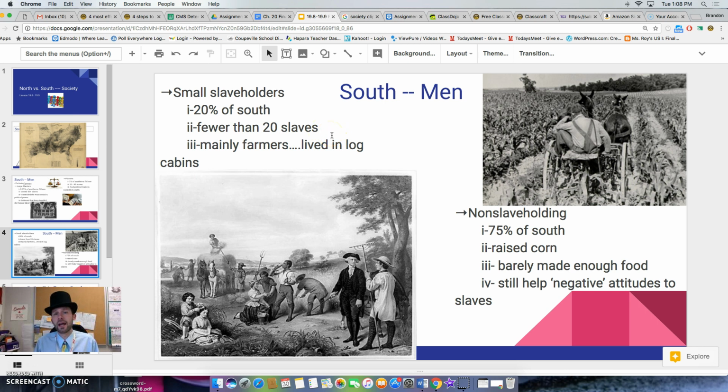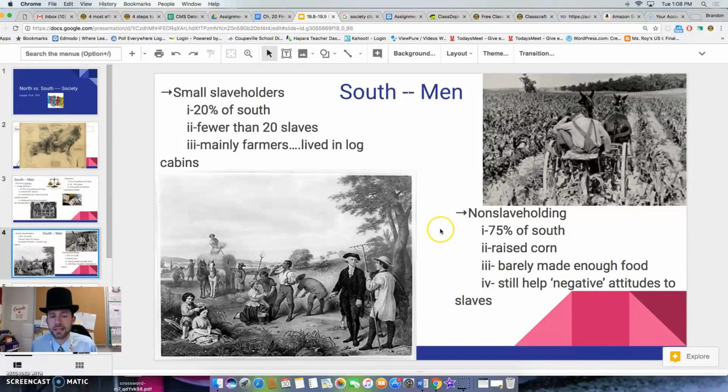They didn't own a lot of land, these small slaveholders, so they didn't need a lot of slaves to do work for them. These gentlemen were mainly farmers. They didn't have cash crops like cotton and the few that had tobacco. They were just farmers, and they made exactly what they needed. They lived in log cabins. They didn't live in the big houses like I showed on the previous slide.